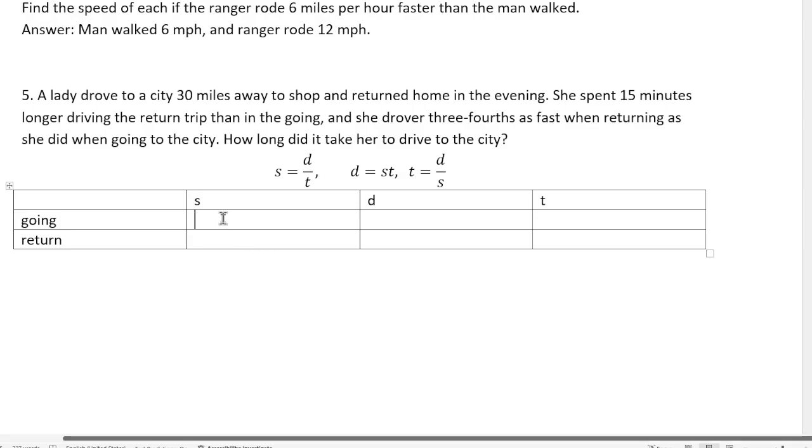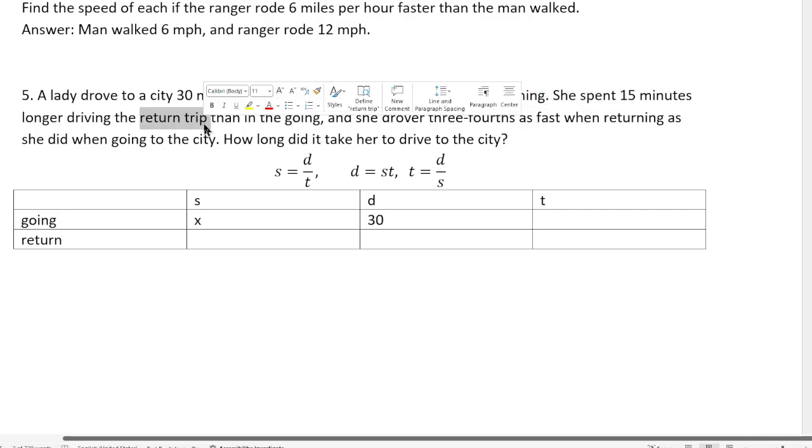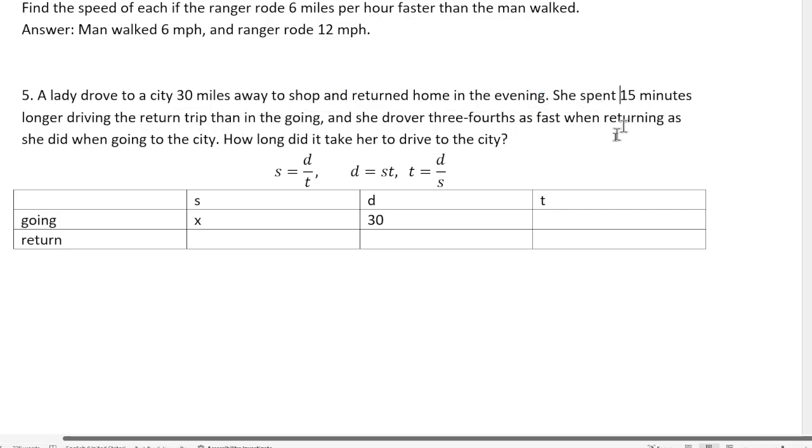But we don't know exactly what it is, so we'll put this as x. It's unknown. Now what about distance? Oh, distance is given, it's 30. So let's put 30. How about time? Well, she spent 15 minutes longer driving the return trip than the going. So we don't know how long it took for the going or the return. We just know that the return trip was 15 minutes longer.